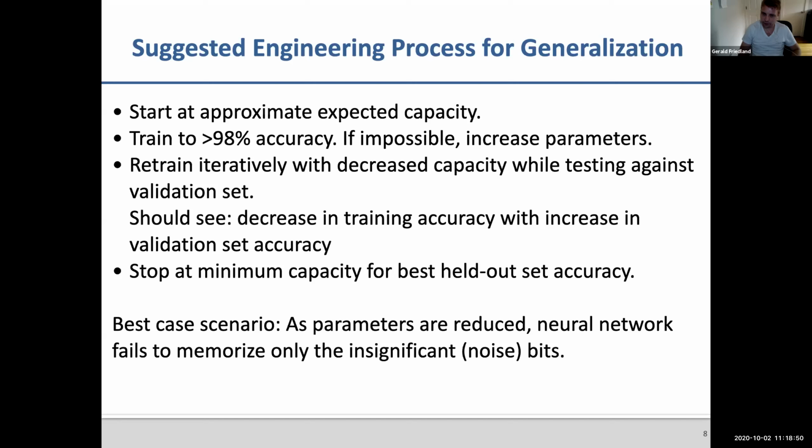And in the best case scenario, as parameters are reduced, the neural network fails to memorize, right? It will actually get rid of what's noise, fails to memorize the insignificant bits, and only memorizes the significant bits of the data. Only what really matters is now in your network. And that means you can actually just look at what's really valuable and forget about the details. For cat and dog, the significant bits of the image are what makes a cat and what makes a dog. And all the insignificant bits would be all the noise around the image. And so that's where we are.